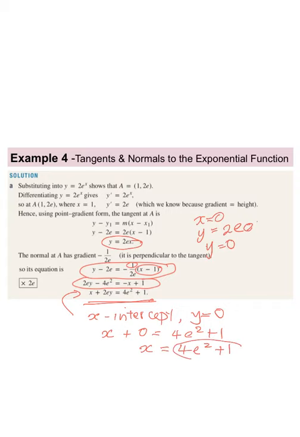So this is where our normal is going to intercept through the x-axis. So in other words, the coordinates of B are going to be, this is our x value, 4e squared plus 1, and our y value is going to be 0. And you'll see a solution to this question on the next slide.